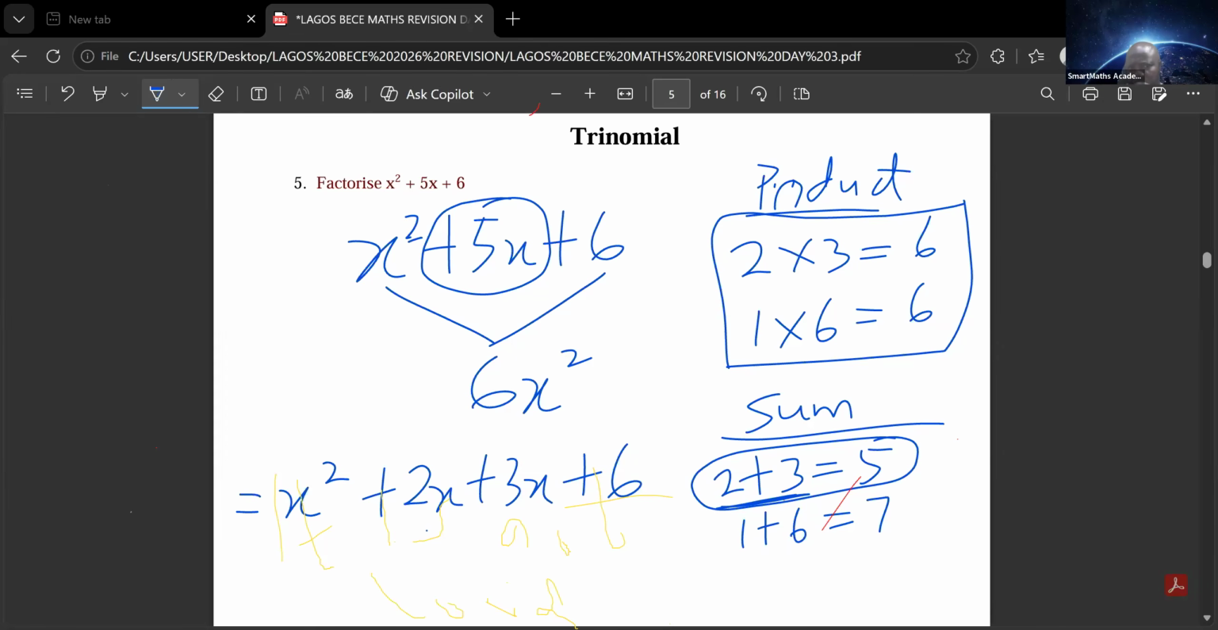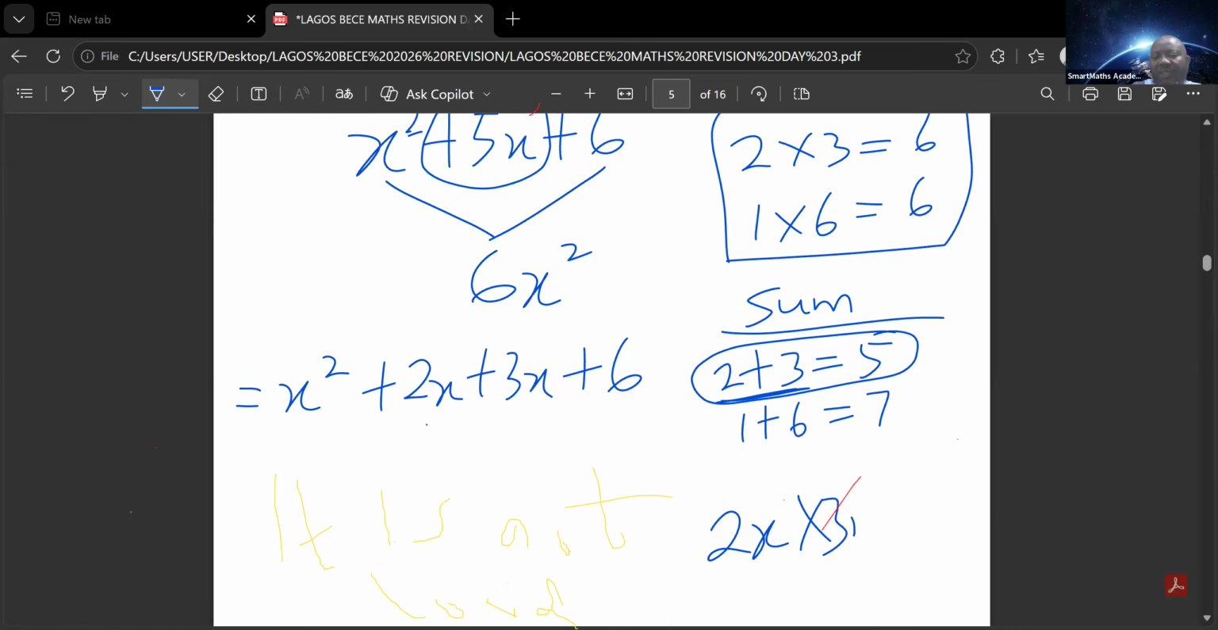The number you have at the middle is 5. Which of these sums gives us 5? That is 2 plus 3. That 2 plus 3 is what we are going to use to replace the 5x at the middle, so that the number of terms we have will now be 4. So we now put the x back. If you have 2x times 3x, you are going to get 6x squared. And when you say 2x plus 3x, you are going to get what? 5x.